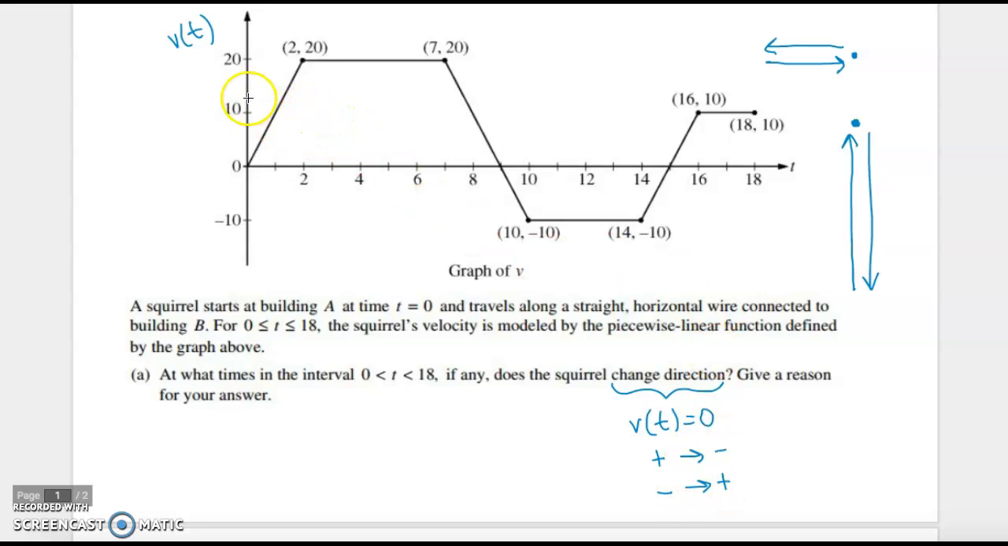Since this graph is a graph of velocity, this section of the graph up here would be considered the positive section of your graph, and this section down here is negative.